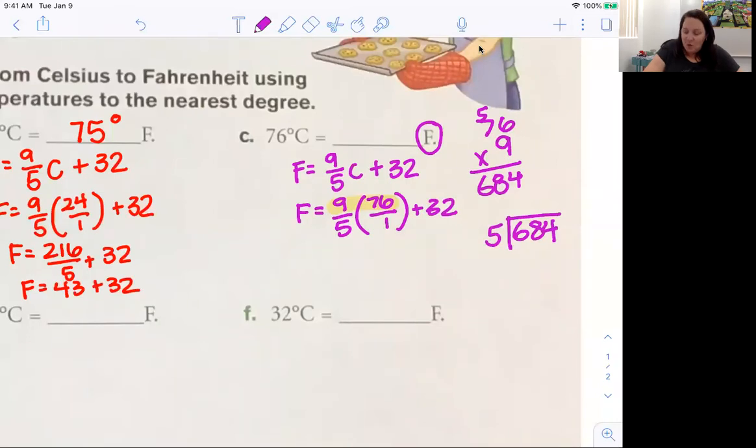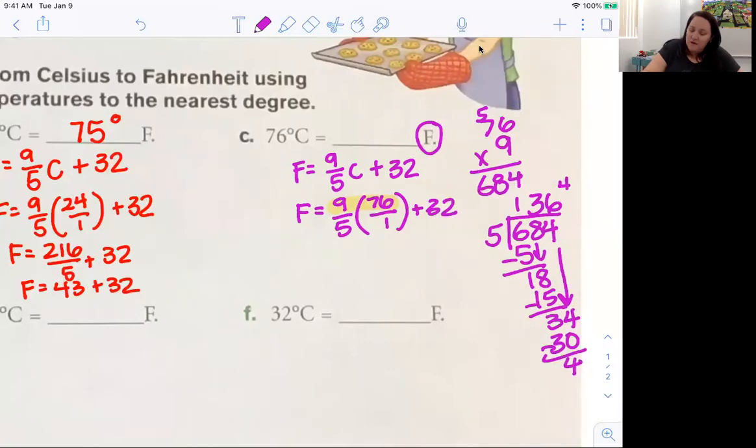5 goes into 6 one time with 1 left over. Bring down your 8. 5 goes into 18 3 times with 3 left over. Bring down your 4. And 5 goes into 34 6 times. Good. And we get 136 and 4/5. What's your decimal for 4/5? 0.8. So if we have 136.8 and we need to round to the nearest whole degree, what do we have? 137 degrees. So good. Fahrenheit equals 137 plus the 32.